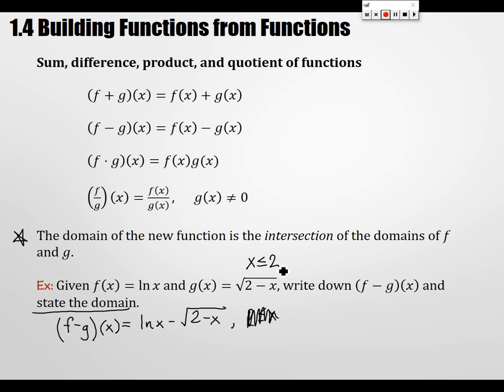Just ln x. What's the domain of just ln x? It's definitely not equal to 0. We can be more precise, maybe. x is greater than 0. Is this coming back to everyone? Cool. So what is the combined domain? Do you want to say it, Jesse? 0 to 2.